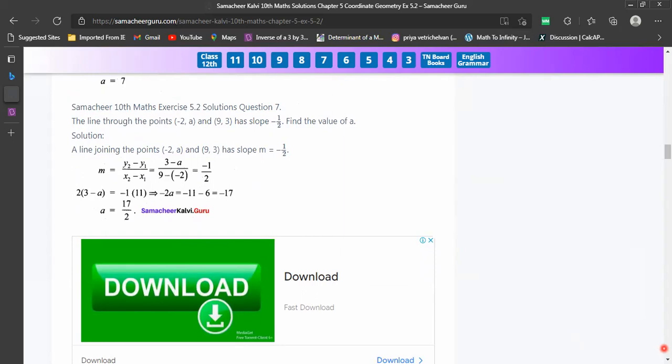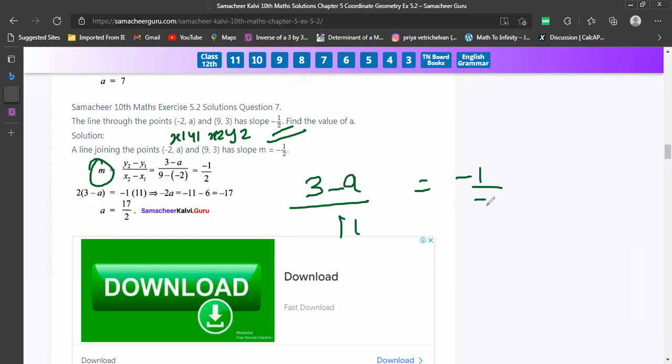So you know how to apply the formula. When they gave you 2 points, you will go for this. It's y2 minus y1 upon x2 minus x1. So just substitute this as x1 y1 and x2 y2. After the substitution, it's 3 minus a upon 9 minus of minus 2. You have to substitute the value of m also, because it is already given in the question. So it's 3 minus a upon 9 minus of minus 2, which is 11, equal to minus 1 by 2.